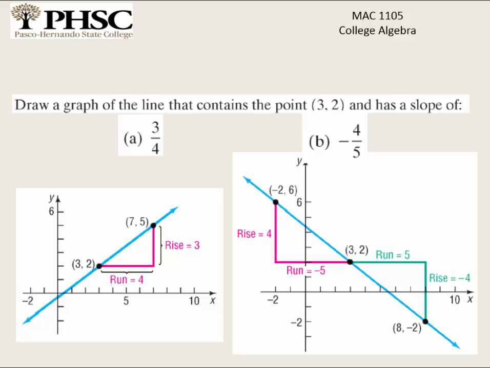So my rise was -4. So that's how I went from 2 to -2. And then my run was 5. And that took me from 3 to 8. Now, if I go the other way, I could have gone left 5 steps and then up 4 steps. And that still would have been the graph of the line. The slope still would have been -4 over 5.